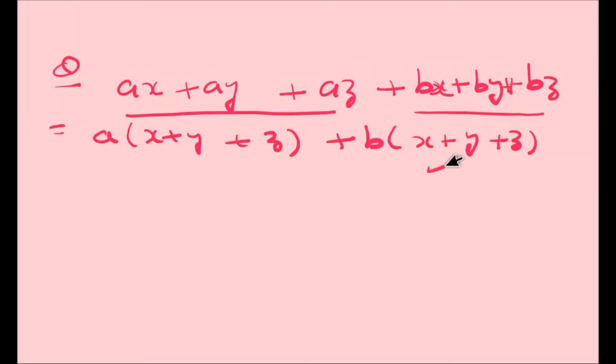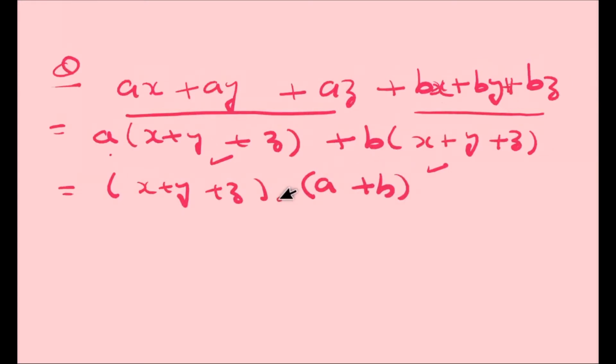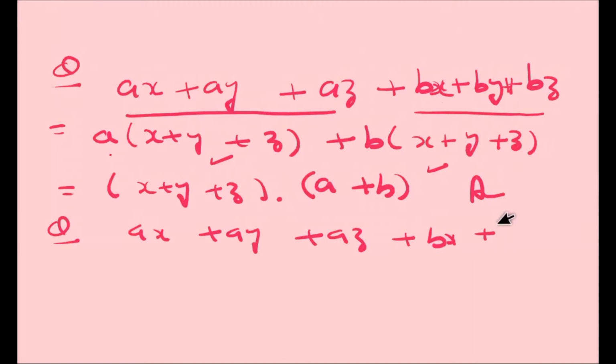Now you can see this is again common, so we can take the common x plus y plus z, and in the first term a is left and plus b. So now this is factorized. So this is your answer. Now we do this question again. Now we will change these questions this way, so that we have to change the pair.